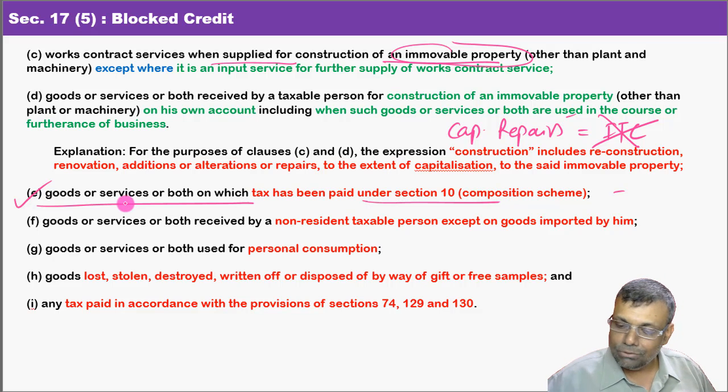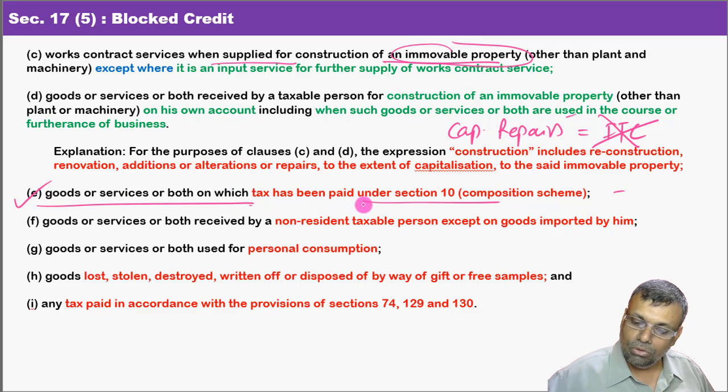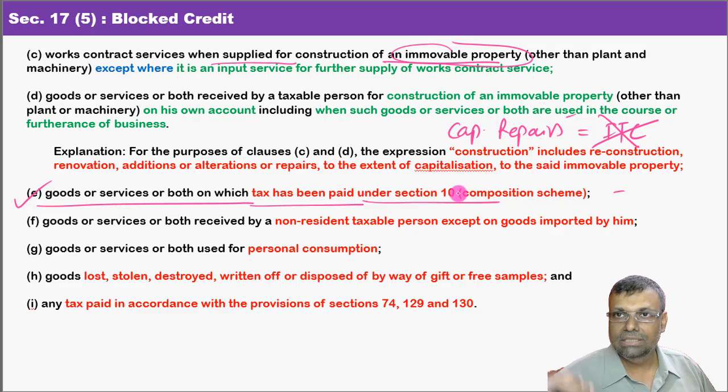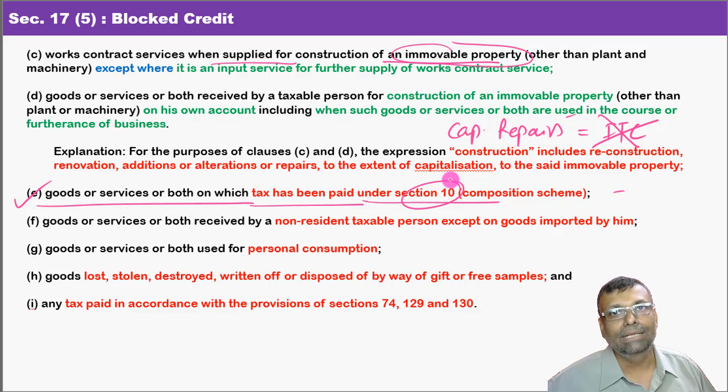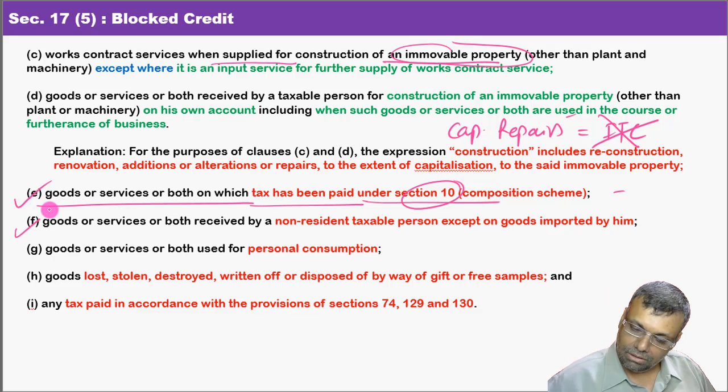So it is a very natural thing that any goods, services or both for which the supplier has paid tax under section 10 because of a composition scheme, on that particular money there is no invoice basically, and therefore you cannot get an input tax credit for those inputs which are coming from your composition supplier.